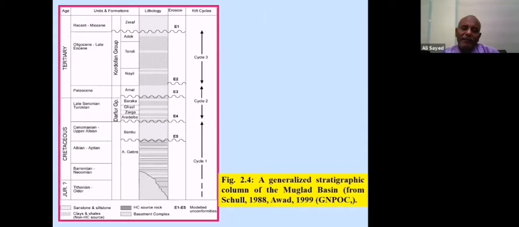We have the three cycles. The first cycle starts from, in the past we said that this is the Sharaf Formation, but now we call all of this Abu Gabra, and then it is covered by the Bentiu Formation. This cycle ends with the deposition of Bentiu, and then a new rifting phase starts, giving rise to the second cycle of sediments: the Darfur Group, Aradeiba, Zarqa, Ghazal, and Baraka Formations. And then the last cycle starts with Nayil, Tendi, and Adok. We call these three formations the Kordofan Group.